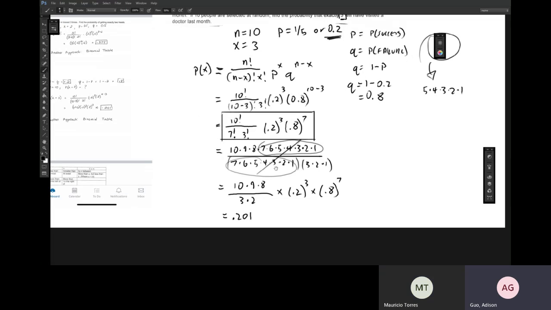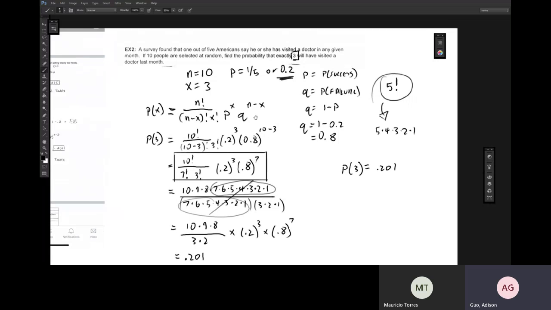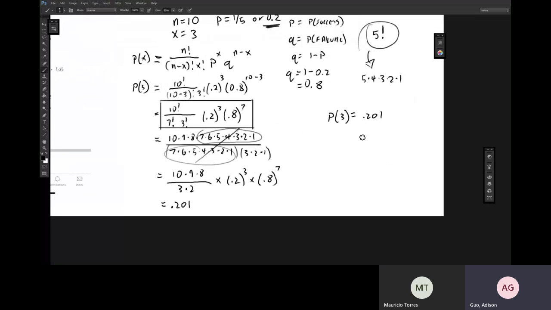So then basically this is your probability. Your answer would be probability of 3 is equal to this. And that's your probability. If you wanted to write it as a percentage, that'd be 20.1%.